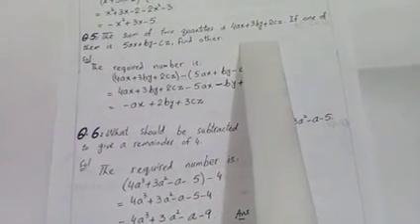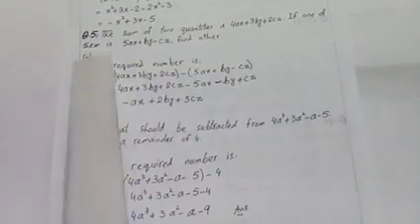Now see question number 5. The sum of two quantities is 4ax plus 3by plus 2cz. If one of them is 5ax plus by minus cz, find the other. We have two terms. One is given, the other is unknown, and the sum of these two terms is this. So you have to find the second term.